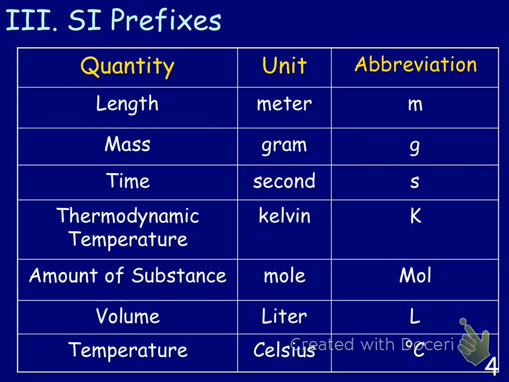There's 7 international prefixes that we're going to be using in chemistry class because chemistry is a science and all sciences use international units. We're going to be using meters for length, grams for mass, or you think of it as weight, seconds for time, kelvins for temperature. We'll use moles when talking about the amount of a substance, instead of cups like we use in the United States. We're going to use the mole in chemistry. Volume, we'll use liters. And temperature, we're going to use Celsius, not Fahrenheit.